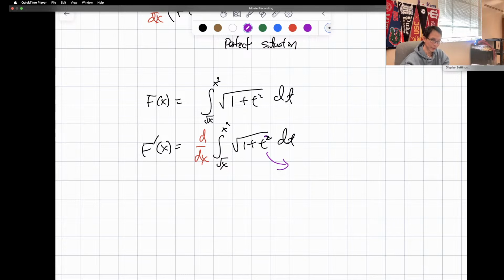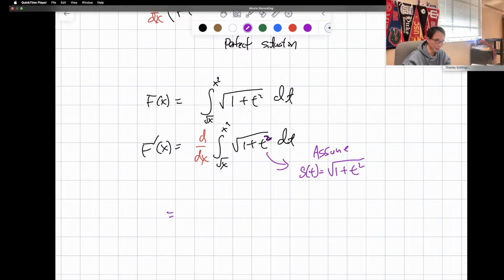T squared. So what happened is we can cheat. We can assume that there's a g of t equal to square root of 1 plus t squared. We're going to make an assumption. Why do we assume? Because we take an integral, we're going to take a derivative. We know supposedly we go back to the original function if it's a perfect situation. But this case is not.